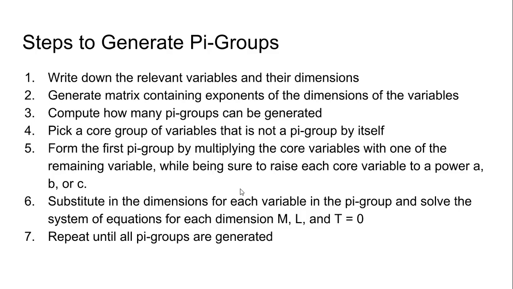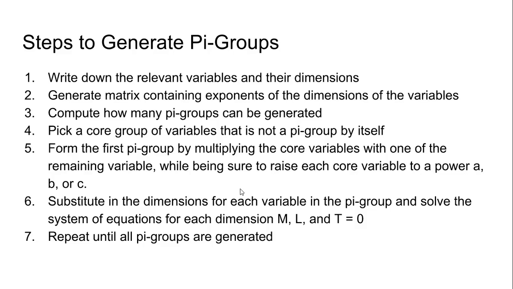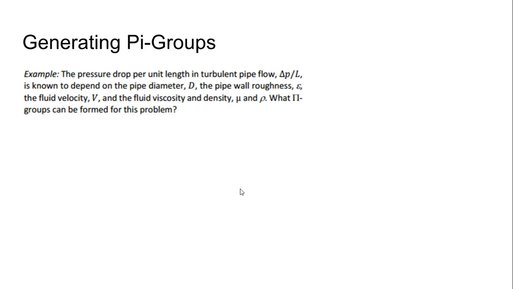Okay, so let's do an example. Here we're told that the pressure drop per unit length in turbulent flow, which we can represent as delta P over L, is known to depend on the pipe diameter D, the pipe wall roughness epsilon, the fluid velocity V, and the fluid viscosity and density, which are mu and rho respectively. So what pi groups can be formed in this problem? If you go back to the steps, first we have to write down the relevant variables and their dimensions. They usually mention almost everything except 1 or 2, but this example is not too bad, as they've already given you everything explicitly.